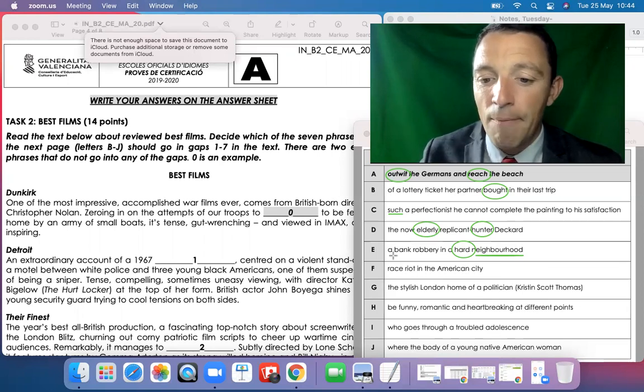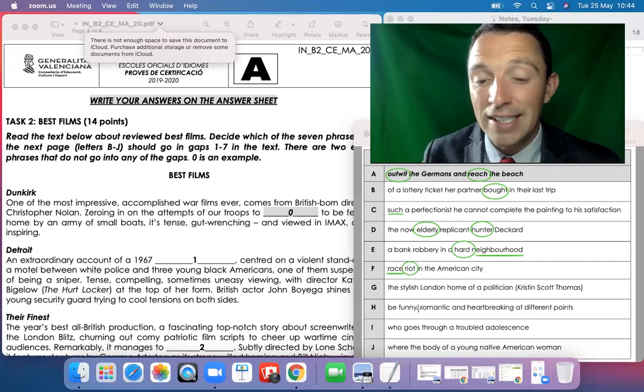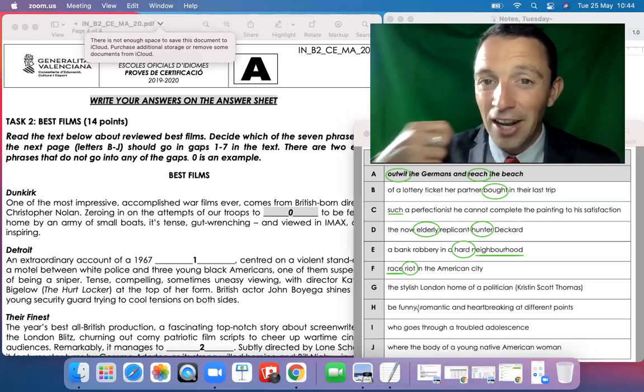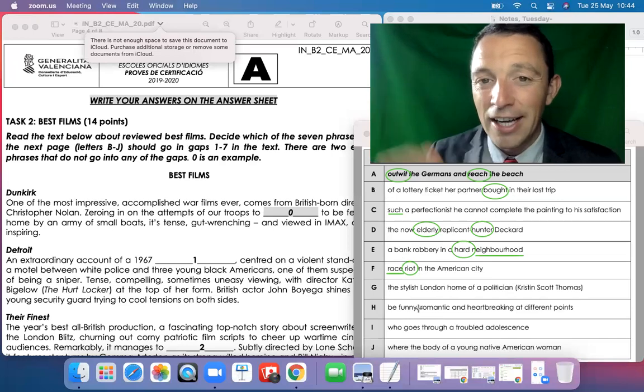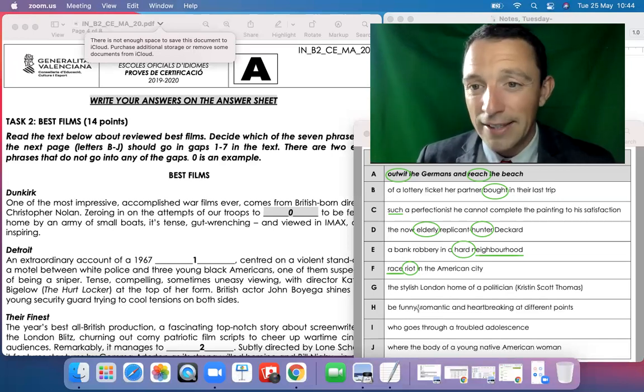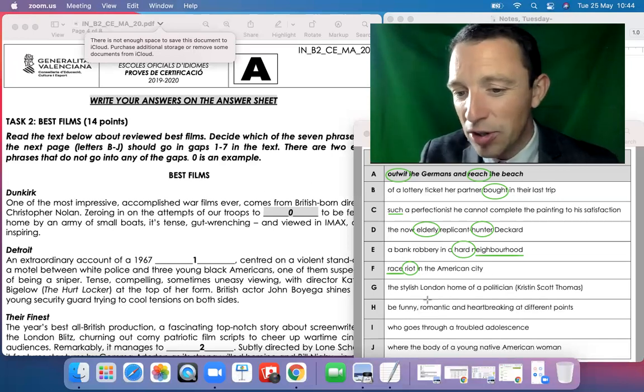Okay. Race is "carrera" in Spanish, and then a riot is probably similar as well. When there's a lot of protests, a lot of demonstrations, and a lot of anger, we say it's a riot. Okay. And also the stylish is the adjective.